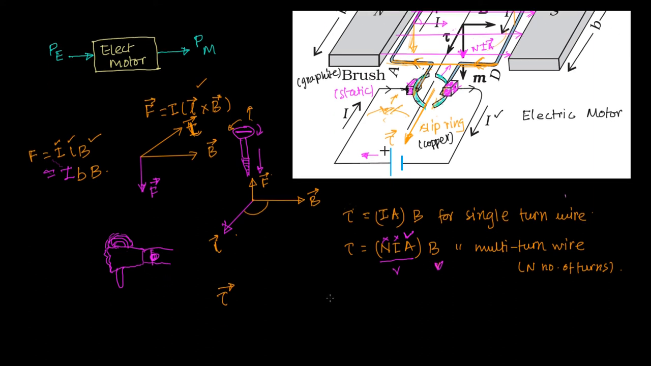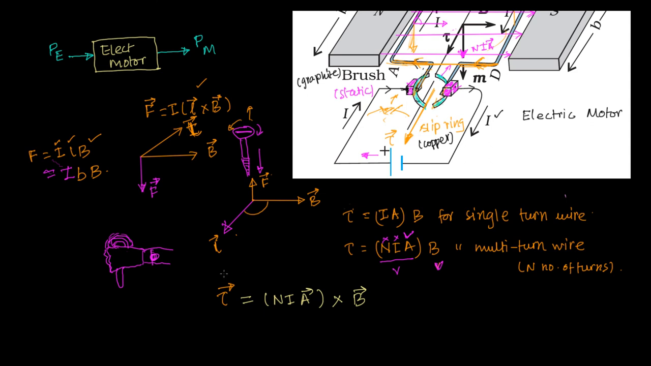So if I want to assign a vector notation to it, then it should be NIA crossed with B, and the direction of this is by the right hand rule. At the outset I told you there are hundreds of right hand rules, and you should understand the context in which things are being talked about, right? So this also follows a right hand rule. Ampere's law also follows a right hand rule. There are so many things, fine? So NIA cross B, okay?